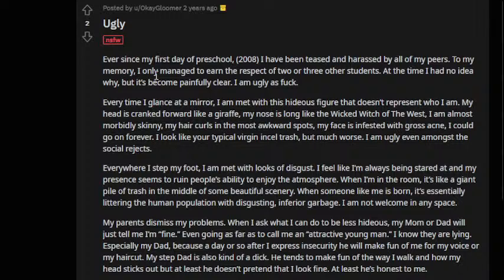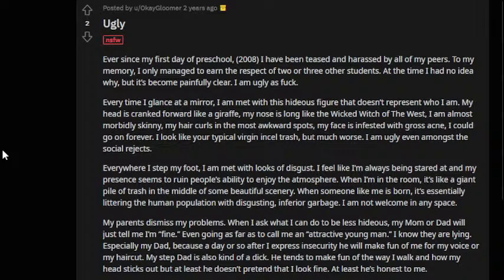I've been an incel since preschool. To my memory, I only managed to earn the respect of 2 or 3 other students. At the time, I had no idea why, but it's become painfully clear. I am ugly as fuck. Every time I glance at a mirror, I am met with this hideous figure. This is some real foreshadowing to, like, gender dysphoria.